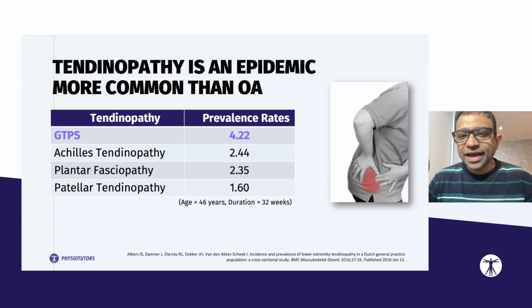If you look at a more active population, such as my private clinic, the most common tendinopathy I see is Achilles. There is no doubt about that. That's the most common chronic case you see in a more active patient. But if you look at a more general MSK setting, like primary care or a GP practice, this is a Dutch study which looked at the prevalence of lower limb tendinopathy in a Dutch general practice by Albers et al. in 2016. What they found was the most common self-reported tendinopathy was greater trochanteric pain syndrome.